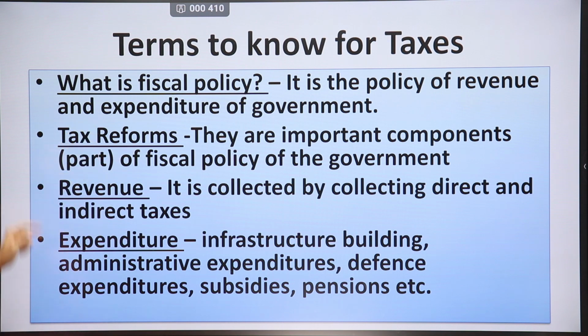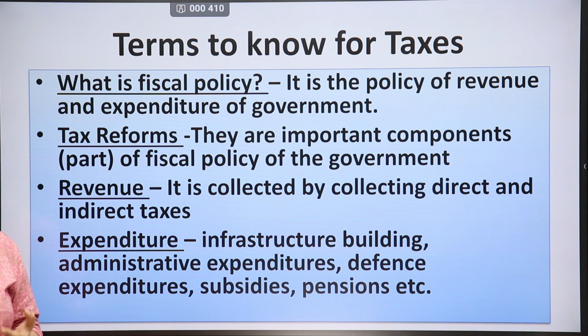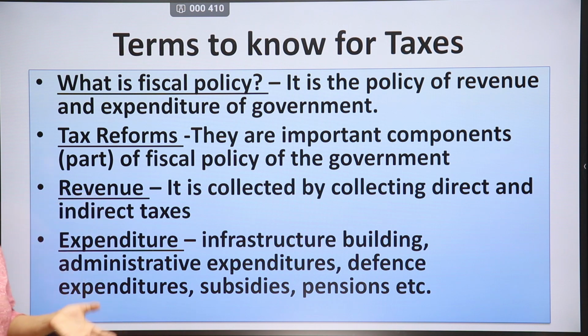Terms to know for taxes. What is fiscal policy? Here, it is a policy of revenue and expenditure of government. See, government needs to spend on many works for infrastructure development, for development of hospitals, building roads, building hospitals for poor people, running PDS shops, that is public distribution system, providing subsidies to poor people on cylinders, on diesel, petrol, etc. It needs a very large amount of money. So for that it needs revenue also, and it gets revenue from taxes.